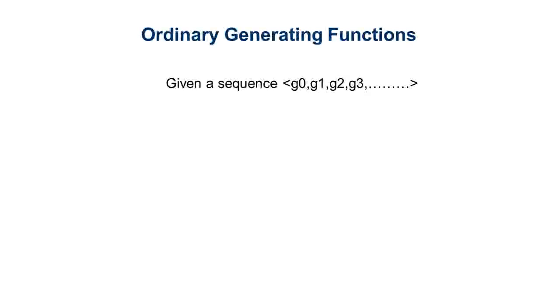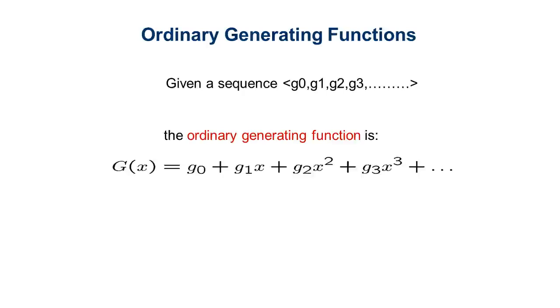Given a sequence g0, g1, g2, g3, etc., the ordinary generating function is g0 plus g1x plus g2x square plus g3x cube plus dot dot dot. This will generate this sequence. If there is a sequence, this is the sequence representation, and this is the generating function representation. This is the general way of representing a generating function to represent the sequence.